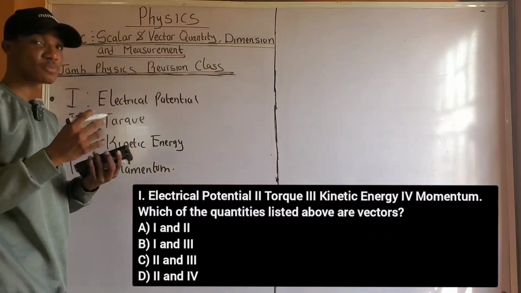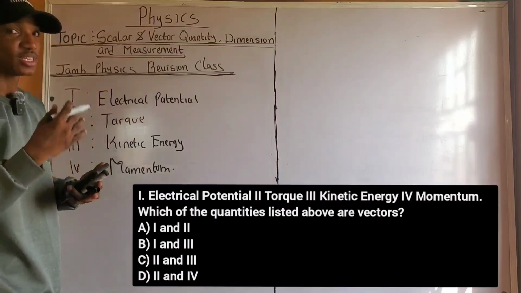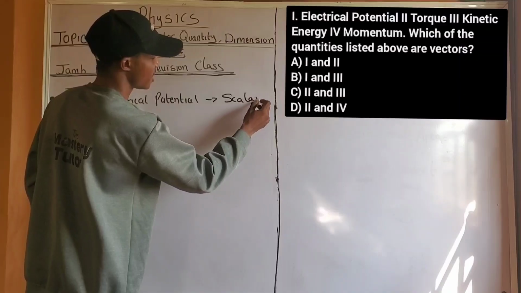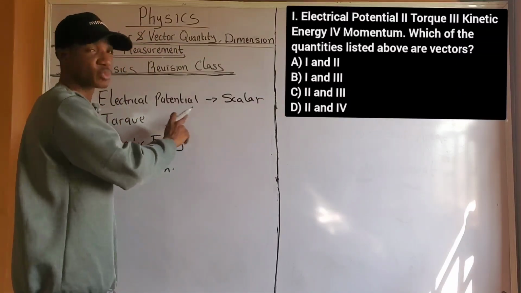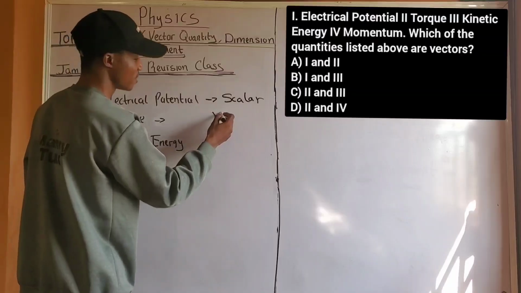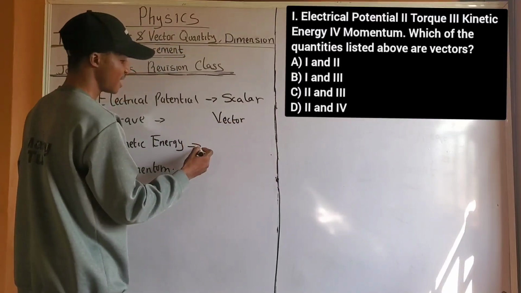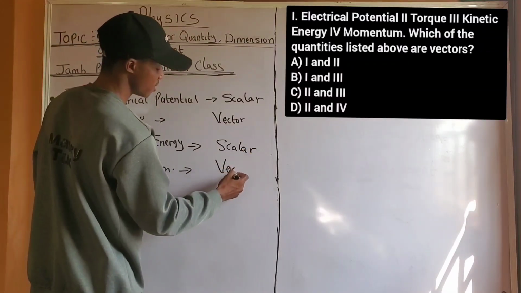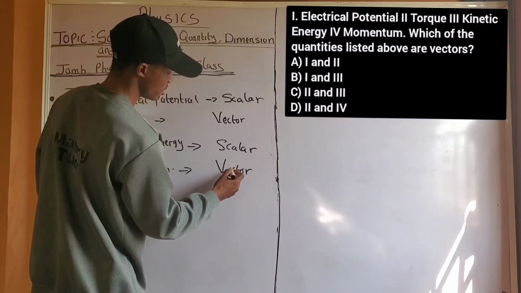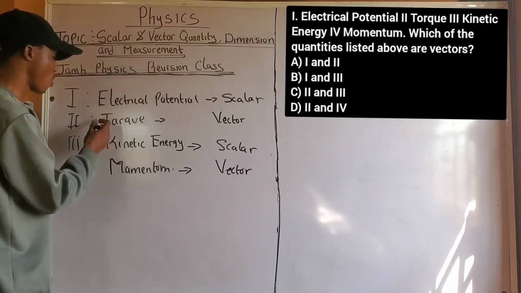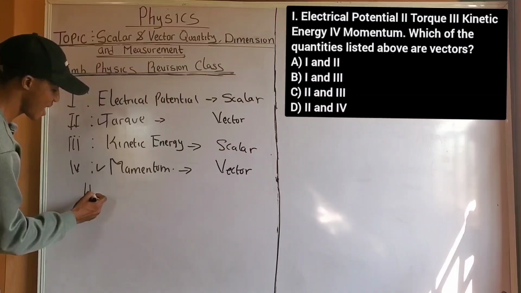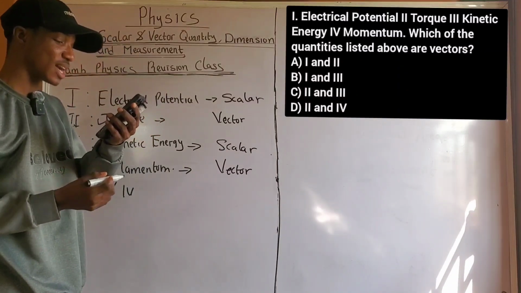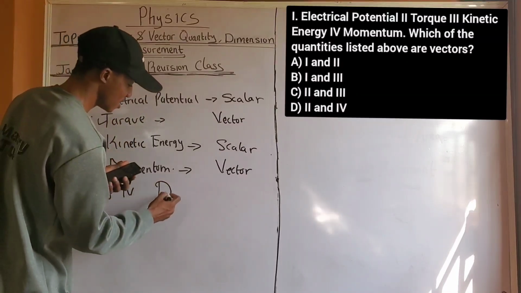Okay, vector quantities have both magnitude and direction. That is, they have size and they also have a specified direction. Now, electric potential is a scalar quantity. Okay, kindly note that. From our previous class, I told you electric potential is a scalar quantity. Torque is a vector quantity. Kinetic energy is a scalar quantity. Momentum is a vector quantity. So the vector quantities that we have here are torque and momentum. That is II and IV. Do you understand? So the correct option is option D, which is II and IV. Option D is correct. Okay.